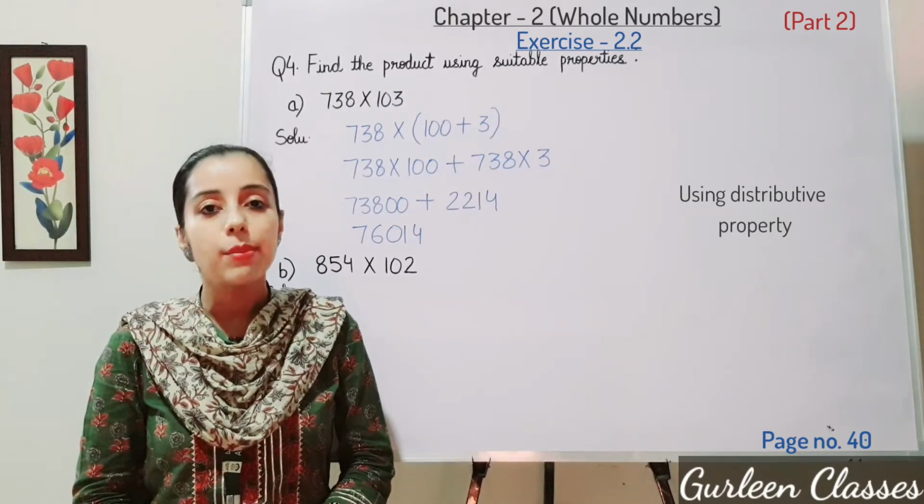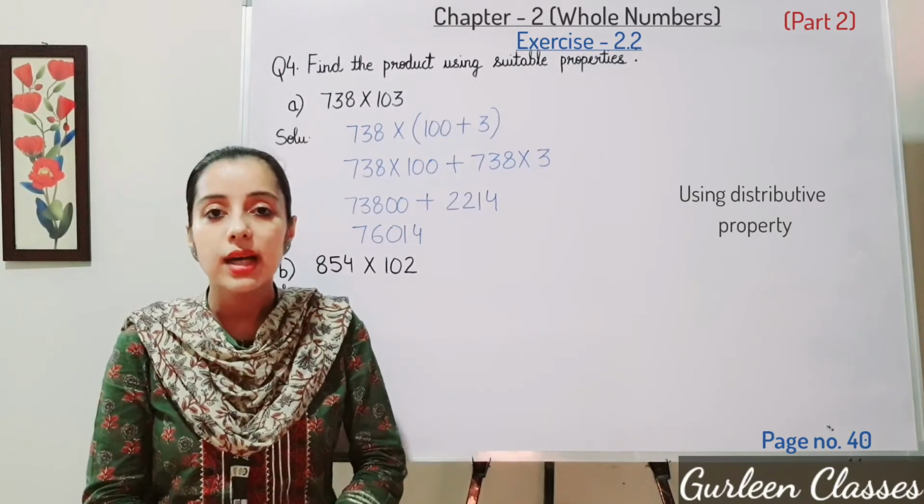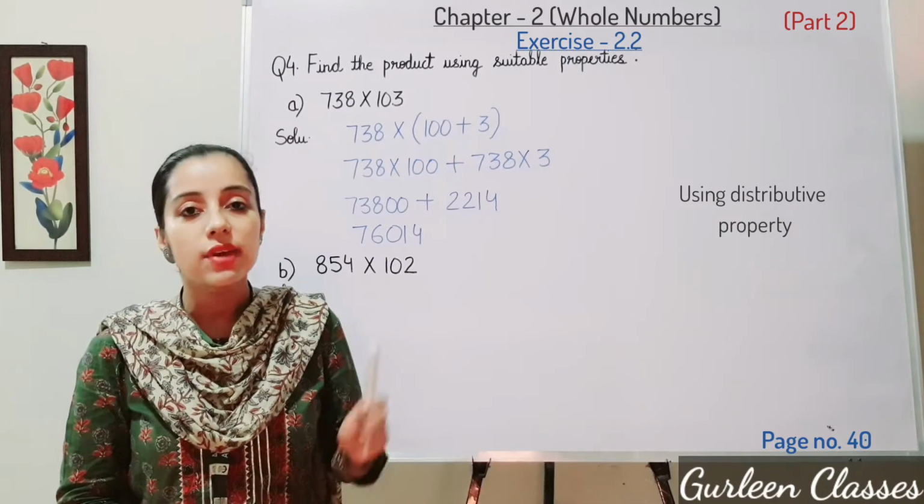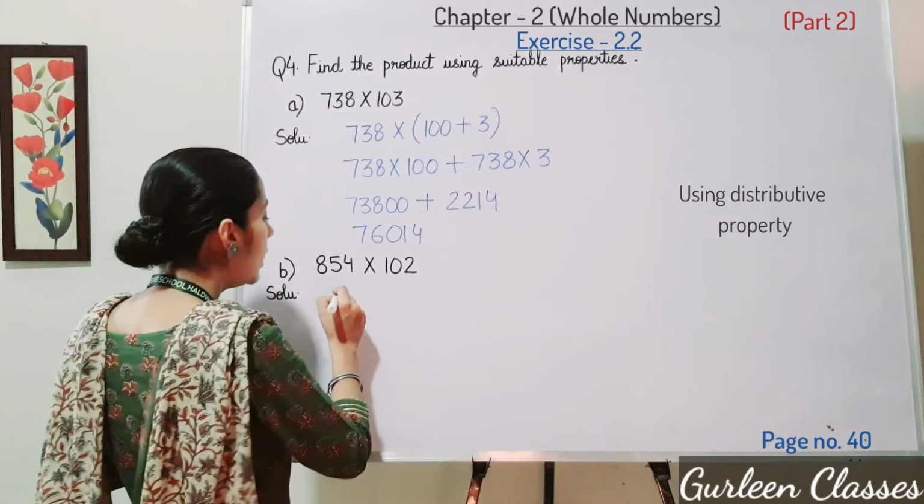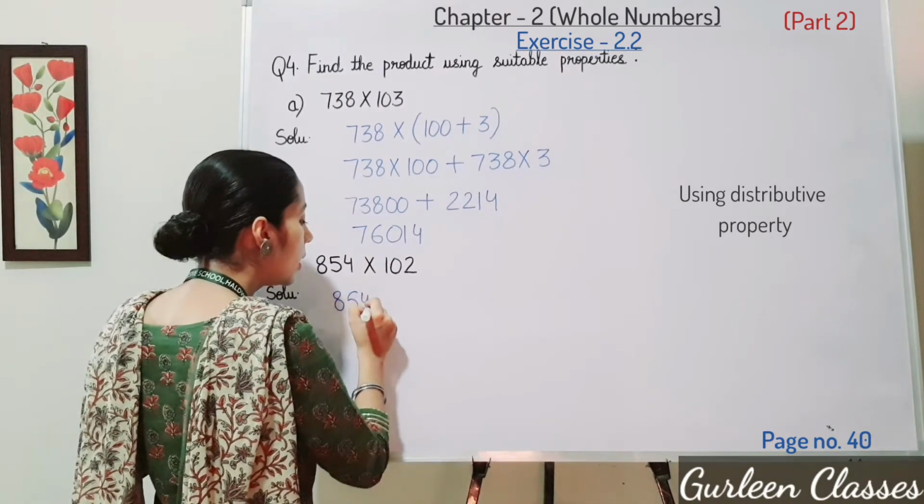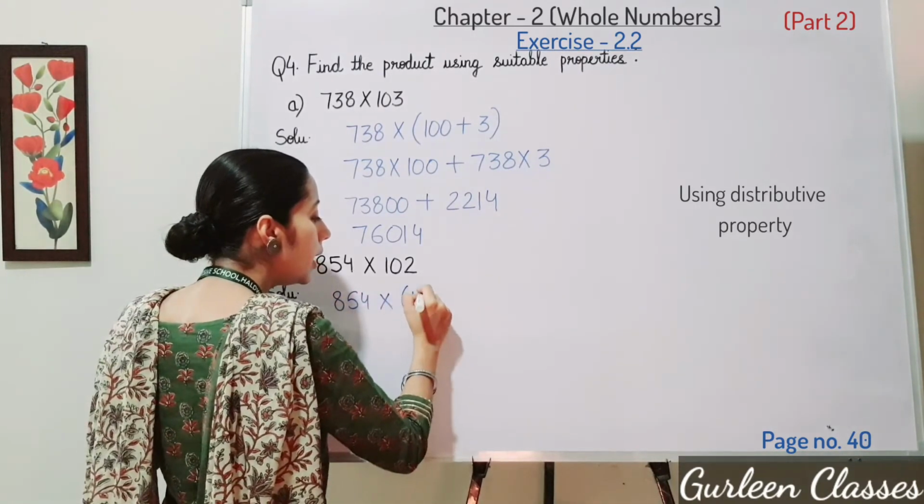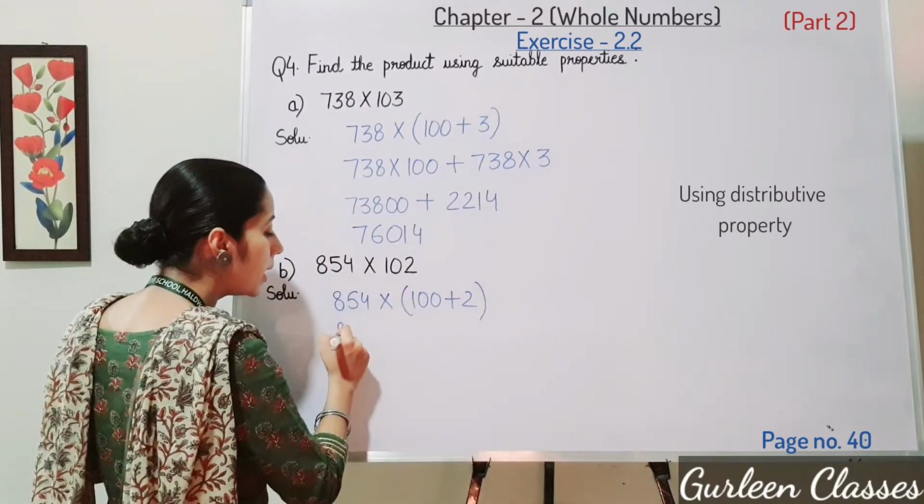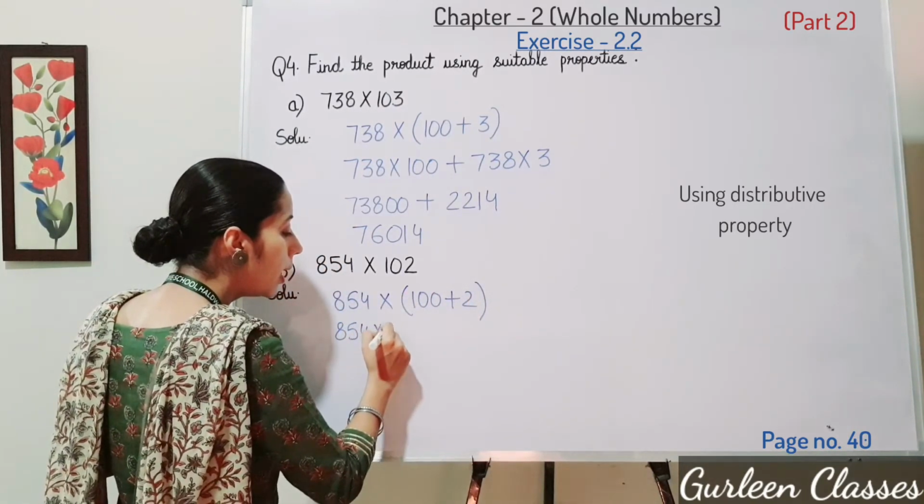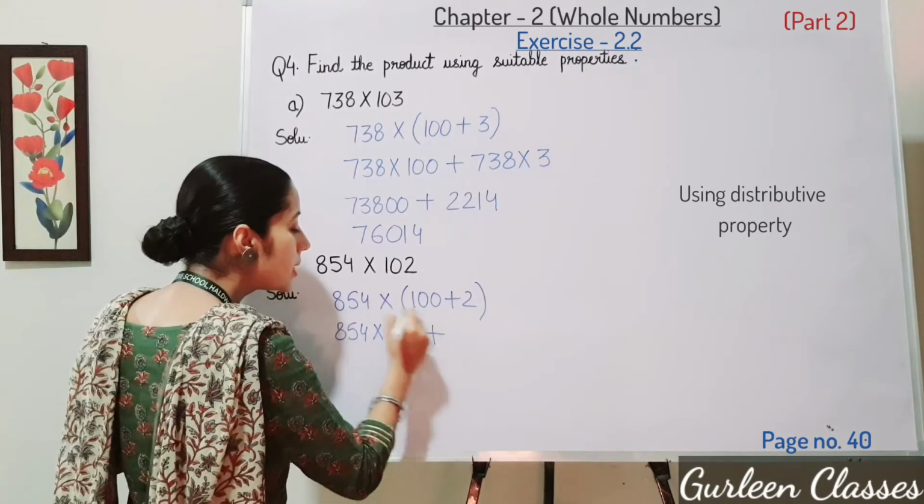Now B bar, 854 into 102. Again this number can be distributed as 100 plus 2. So in both the cases we are using the distributive property. So let us write here 854 into 100 plus 2. So now multiply 854 into 100 plus 854 into 2.